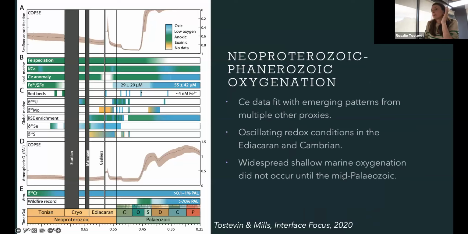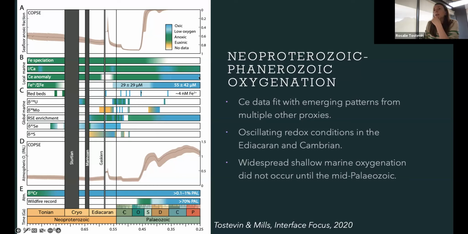So this cerium compilation showing no significant change until the Paleozoic fits in with a number of other compilations of local redox proxies like iron speciation, iodine over calcium, which also show no statistically significant difference until the Paleozoic, and with COPS biogeochemical models. The global proxies tell a far more complicated story of oscillating redox conditions across the Neoproterozoic and Paleozoic.